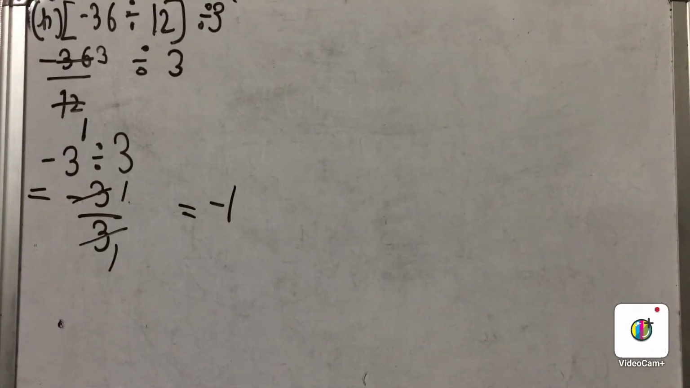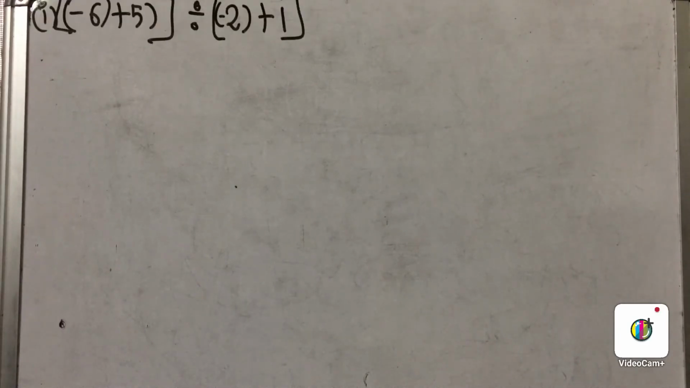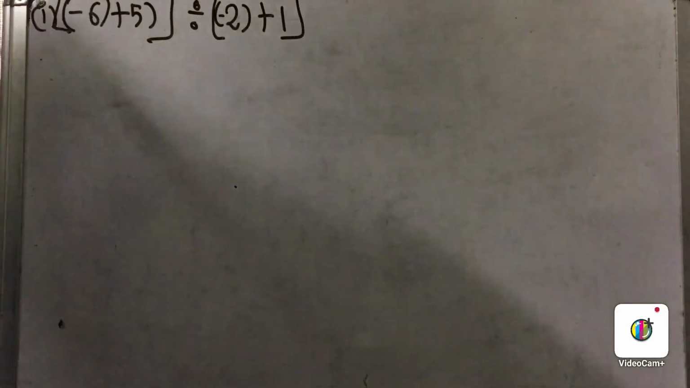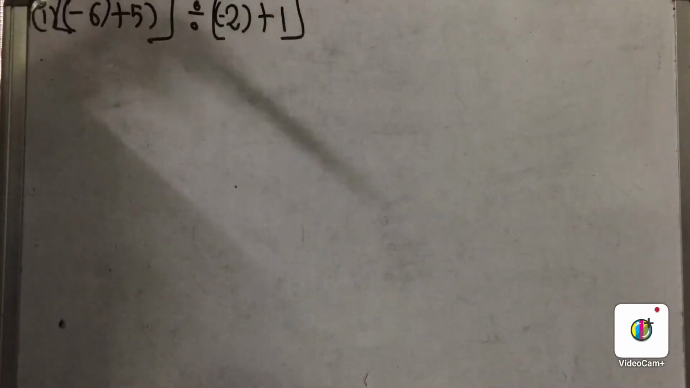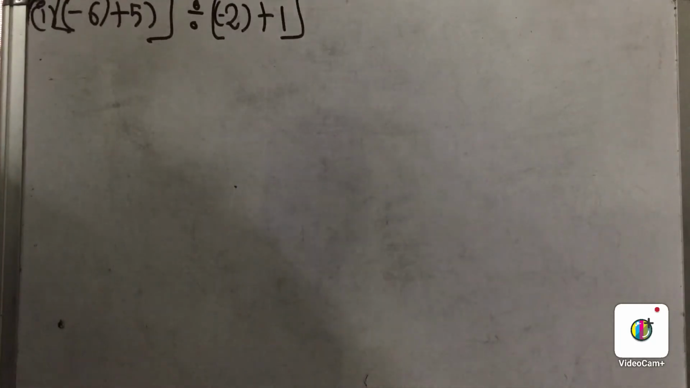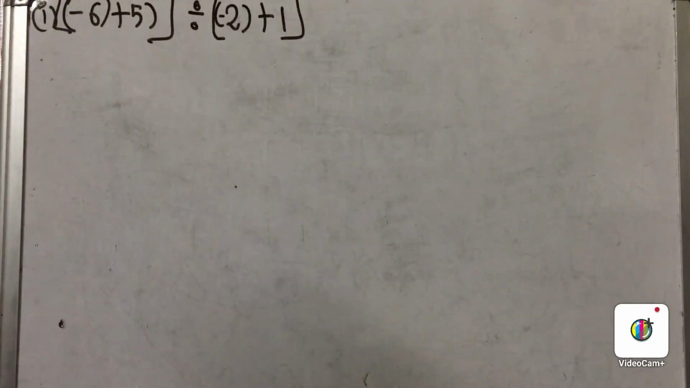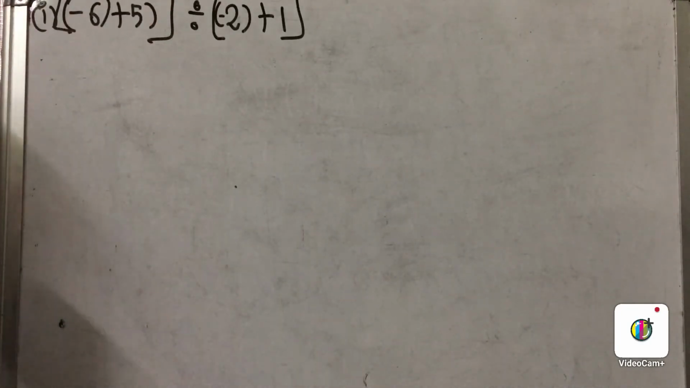Now let us come to our part number I. Now coming to our part number I, what is our part number I? Minus 6 plus 5 divided from minus 2 plus 1. So you have to solve the question the same way you have solved the previous questions. You will firstly solve out the brackets. You will solve both the brackets together. So let us solve the brackets.